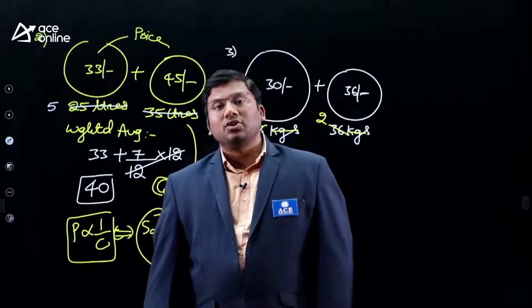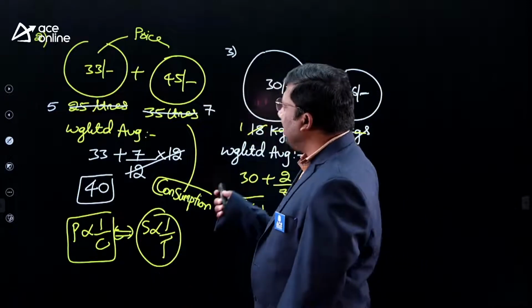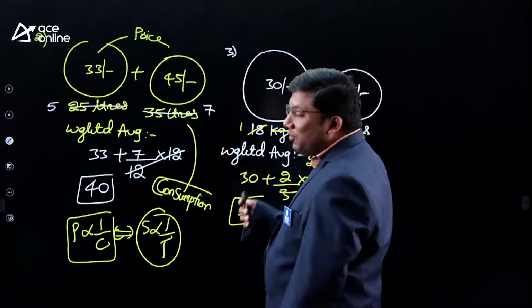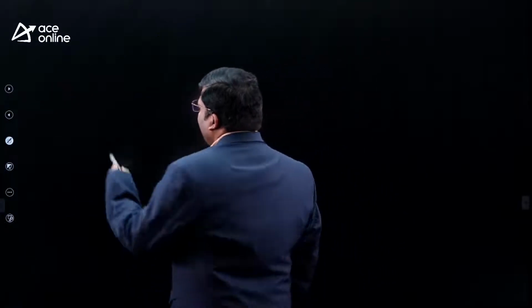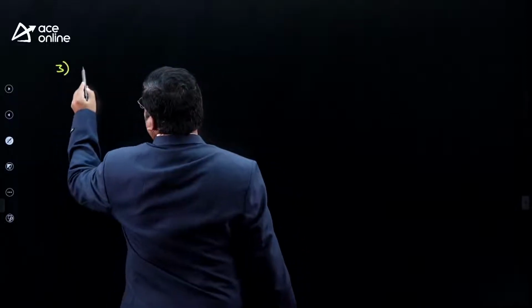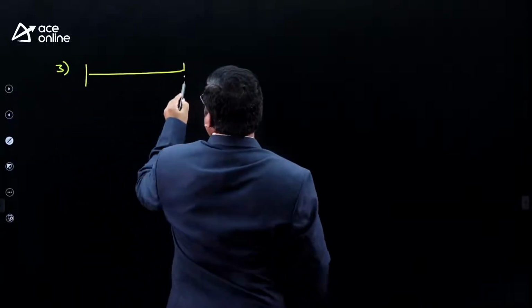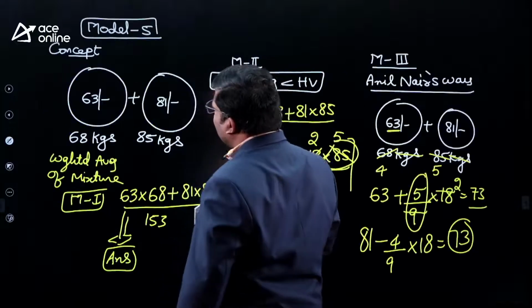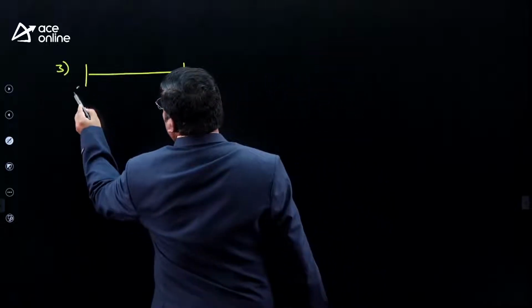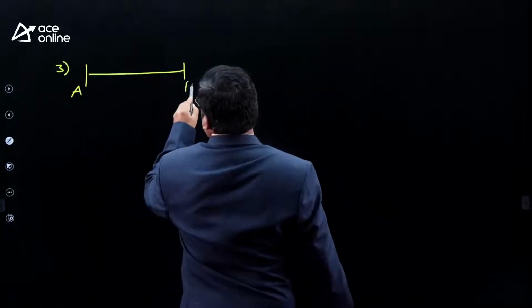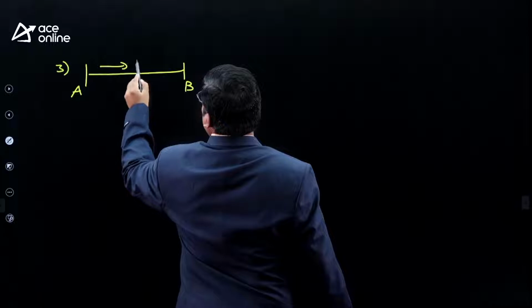From mixtures, this is how you can solve the problems very easily. Idea clear? Now we will apply this concept in average speed. What is the first question, sir? Let us see that question. 20 and 30. All you have to do is just listen to the concept properly, sir.